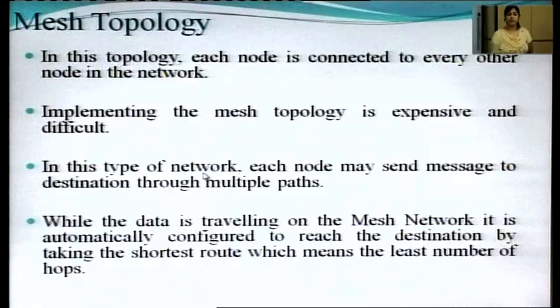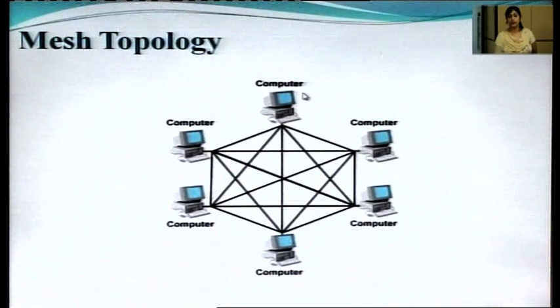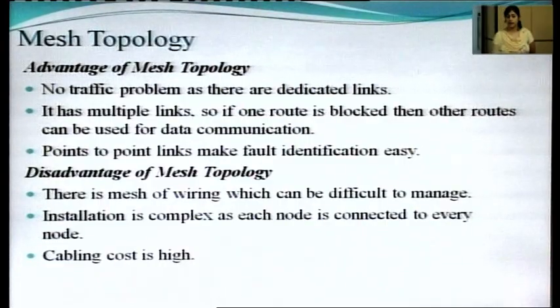In this type of network, each node may send to destination through multiple paths. While the data is traveling on the meshed network, it is automatically configured to reach the destination by taking the shortest route, which means the least number of hops. Means in mesh topology, when we have to send a message from one computer to another, it can use any path among the network, and every computer is attached with another computer that forms a network.